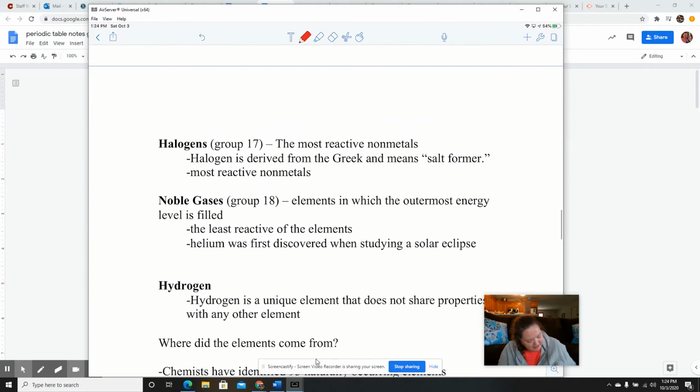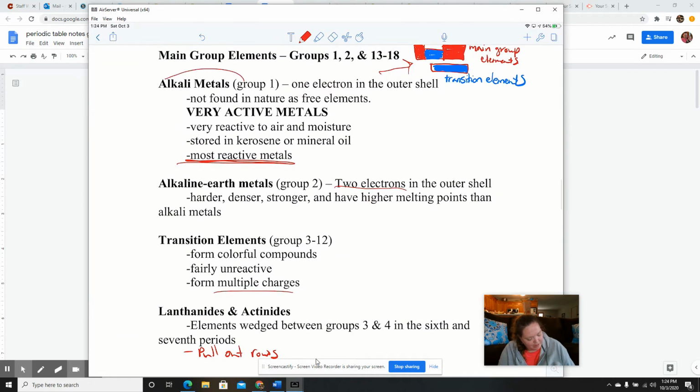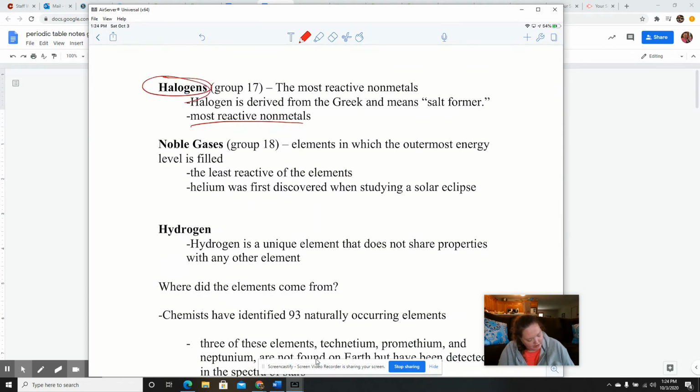Group 17 is the halogens. The thing I want you to take away from there is that they are the most reactive non-metals. So up here, the alkali metals are the most reactive metals, whereas the halogens are the most reactive non-metals. So there's the big difference here. The noble gases have their outermost energy level completely full, and because of that, they are the least reactive elements that you have there.